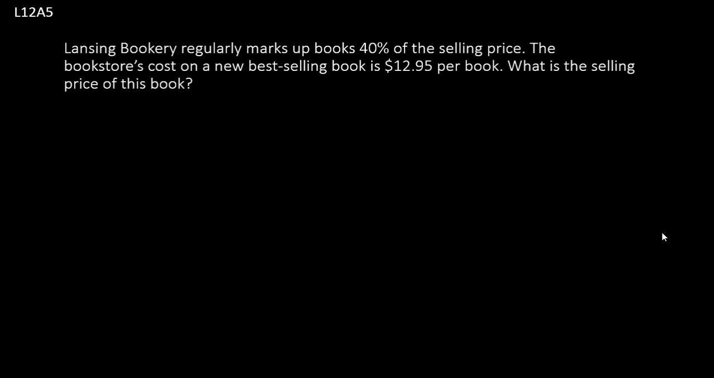Let's do one more. So we have this bookstore that regularly marks up books 40% of the selling price. The bookstore's cost on a new bestseller is $12.95 per book. What is the selling price? Okay, so again, we need to find selling price based on this equation. That selling price is calculated by cost over complement of our markup rate.